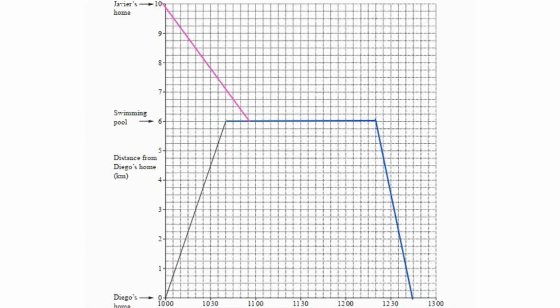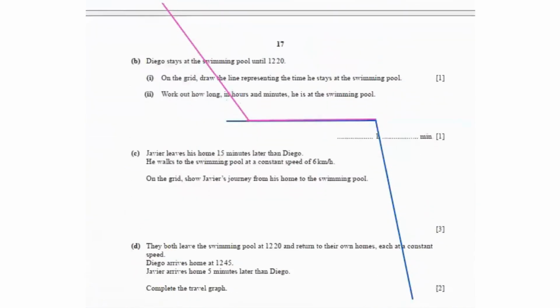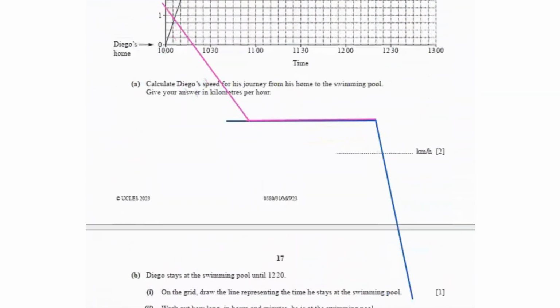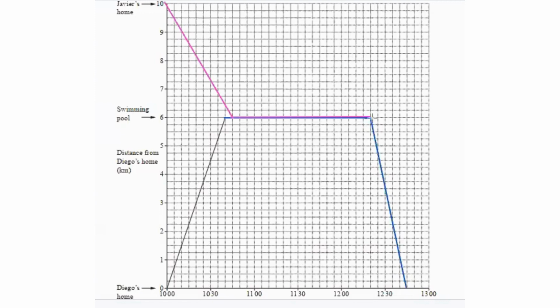Okay. He's also at the pool till 12:20. Then he arrives home 5 minutes later than Diego. To draw Javier's journey, he's 5 minutes late, so it's going to stop over here. That's the complete draft for both of them.